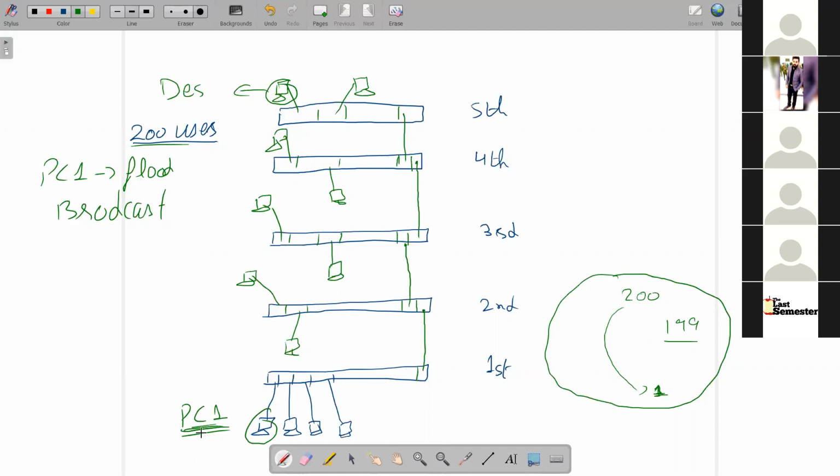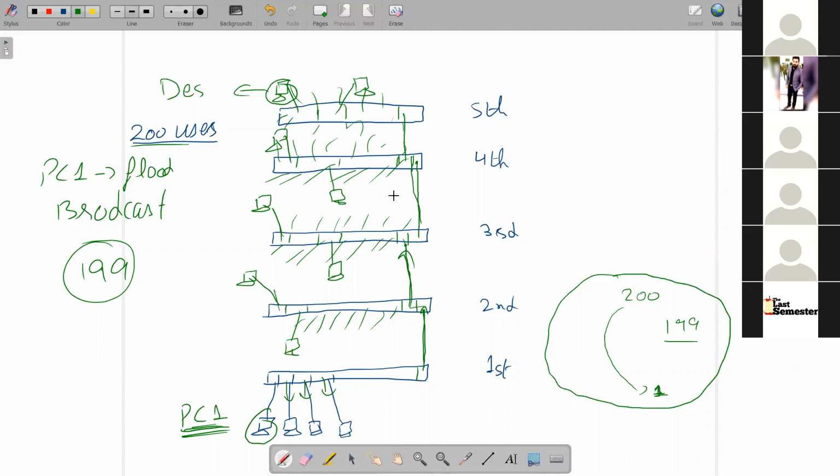Obviously, if one PC does the broadcast, then 199 end users will be receiving that broadcast. That means this broadcast will be received on all the interfaces of the switch, from here to there, then from all the ports, all the end users will be receiving that broadcast, and so forth.